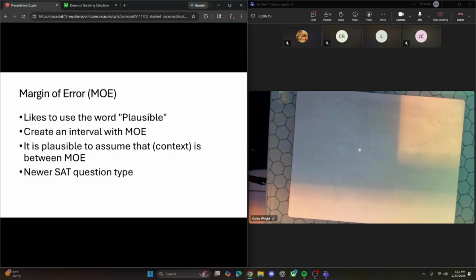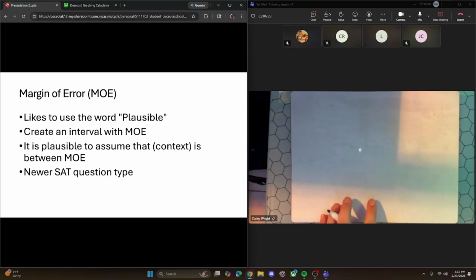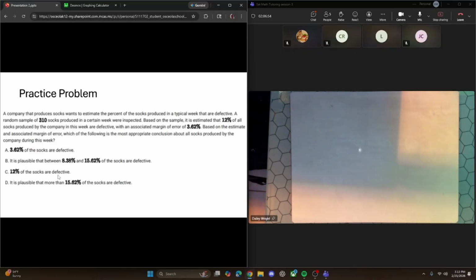And then kind of a skeleton sentence it uses is, "it is plausible to assume that," and then whatever your context is between the margin of error interval. This is a newer SAT question type. I think I've seen one of these on an SAT and that's it. But they just added some new ones to the SAT bank, so these might appear on the March SAT. They always do new questions every March one. They do new questions every time, but March is the first runaround, so they'll do more new March questions.